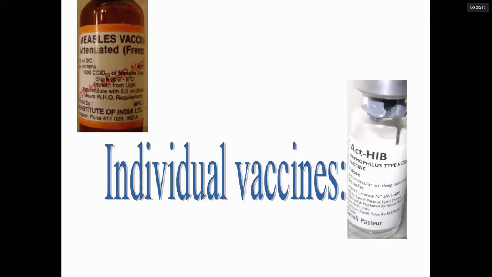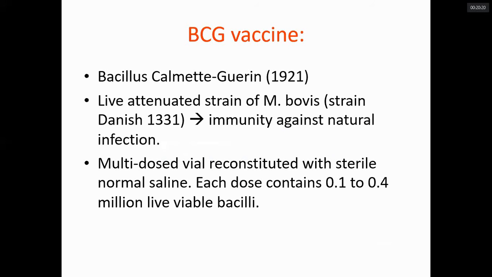Now talking about individual vaccines. The first is the BCG vaccine. BCG was developed in 1921, and it has a strain. You should know the name of the strain, that is Danish 1331, and it provides immunity against a natural infection. It is a multi-dose vial reconstituted with sterile normal saline, and the dose contains 0.1 to 0.4 million live viable bacilli.